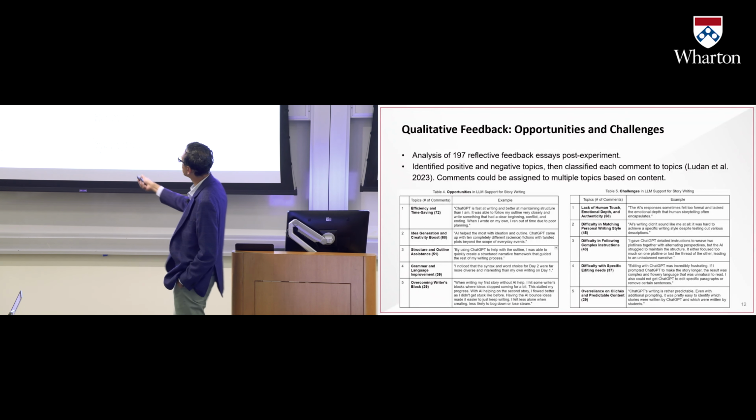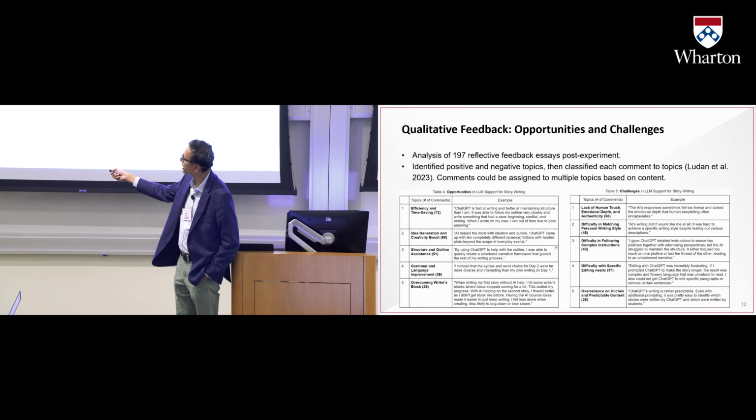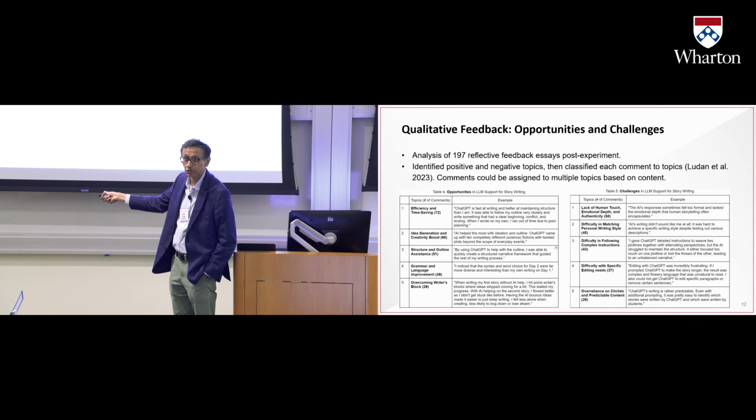I won't go into the details, but what did they find was the value of AI? The most talked about value was efficiency and time saving, followed by idea generation. The third is structure and assistance with the outline. The fourth is grammar and language improvement. And the fifth is overcoming the writer's block.